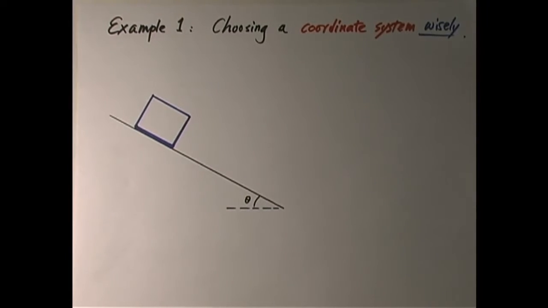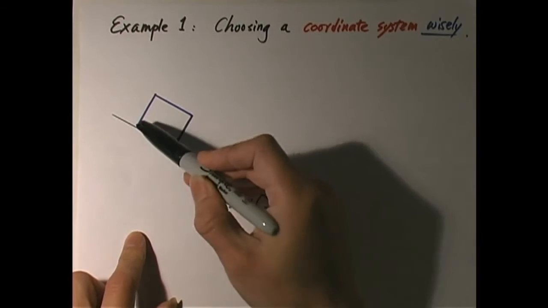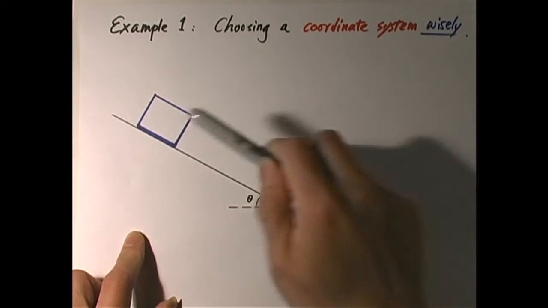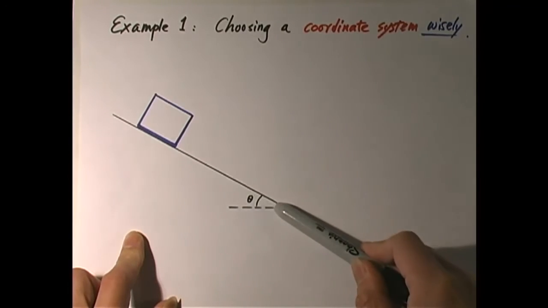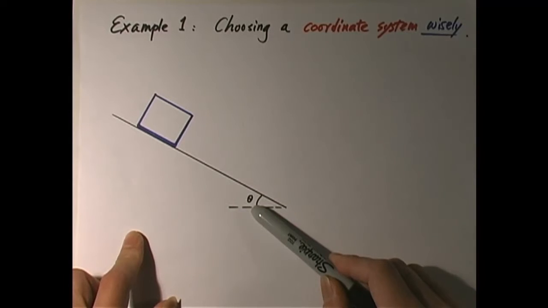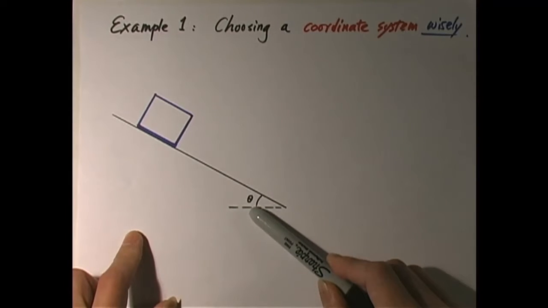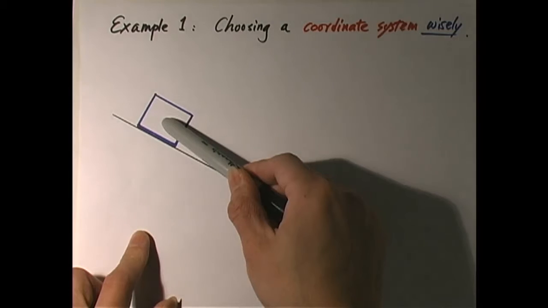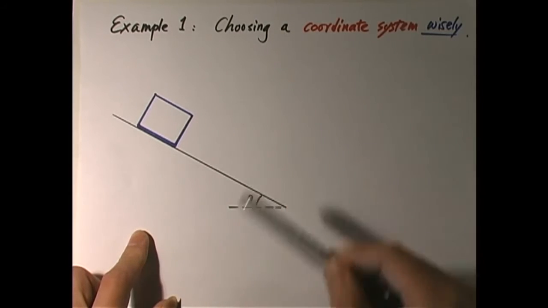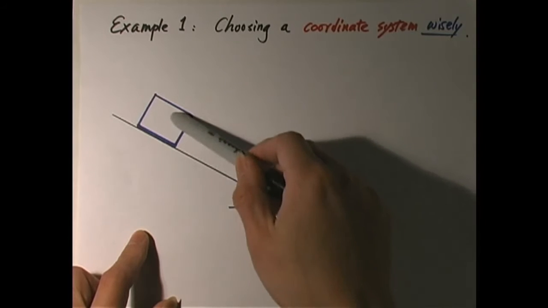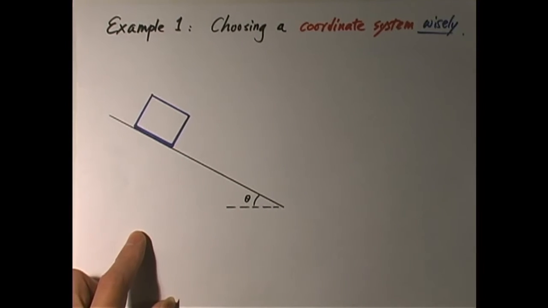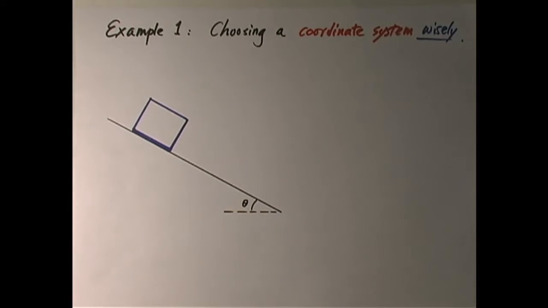In this particular problem, we have a box that can slide frictionlessly down an incline, which makes an angle theta with the horizontal direction. The job is to find the acceleration of this box sliding down this incline. Now, obviously, the first step, which is to identify the system, is a very easy, simple task. It's just the box itself. It's the only thing that's moving, and that's the object we want to study.